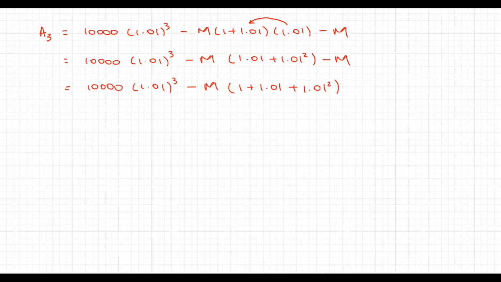And what I should be able to recognize here, right? If I check this out with A3, A3 corresponds to 10,000 times 1.01 to the power of 3. So the 3 in the subscript corresponds with the 3 in the power over here. Inside the bracket next to M, I should be able to see that we have a geometric series forming, where the highest power of 1.01 in this case is 2. 2 is 1 less than 3. Okay, so put that at the back of our mind.